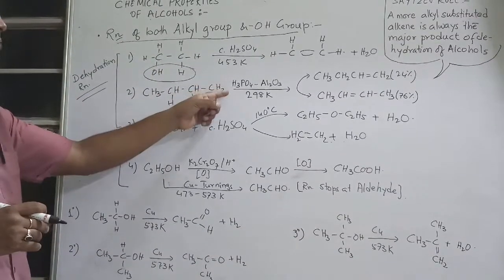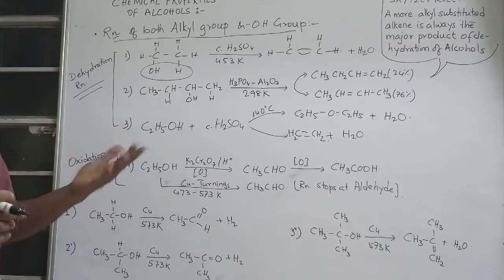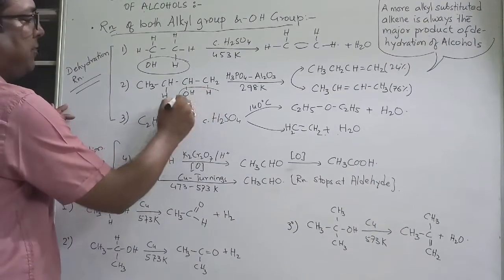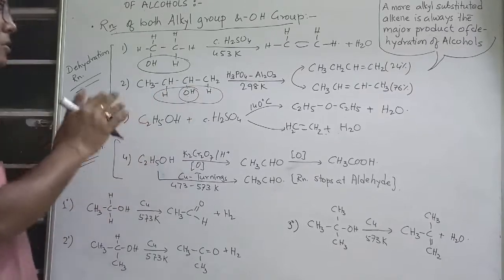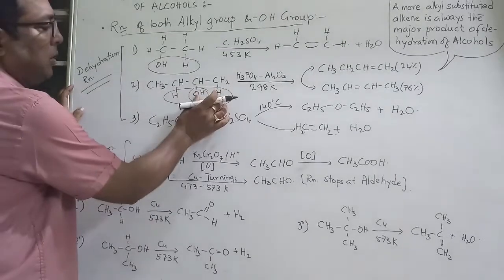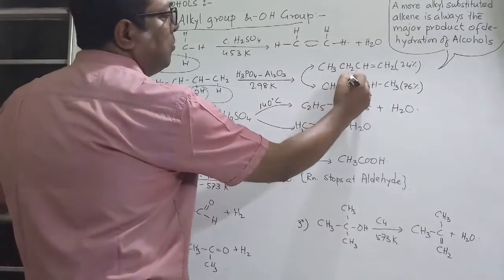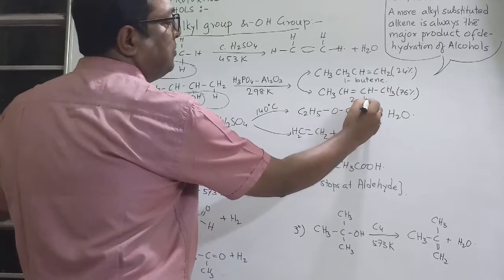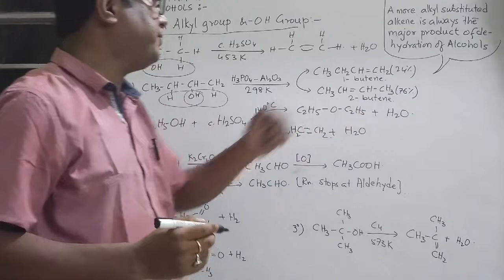Number 2, here you can see phosphoric acid in the presence of Al2O3 at a temperature of 298 Kelvin. So almost at room temperature. You can see that they can either lose the hydrogen from here and the OH, or they may lose the OH and this hydrogen. So you have the two options. One is there is a loss of hydrogen and hydroxyl between these two, and you get here 1-butene, and here you get 2-butene. So this 2-butene is 76% and this is 24%.